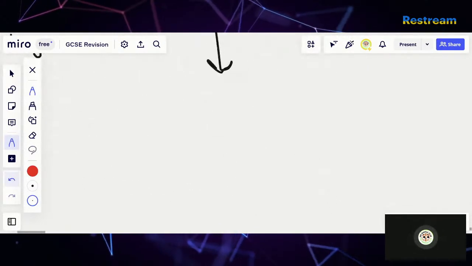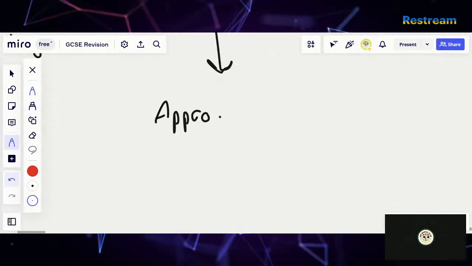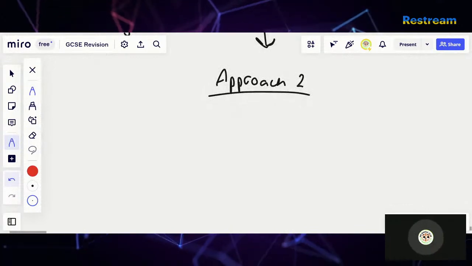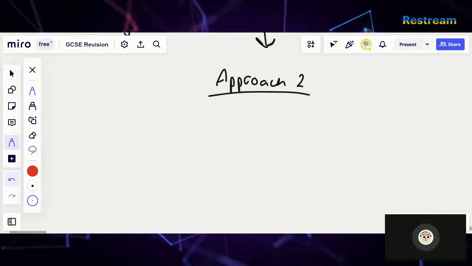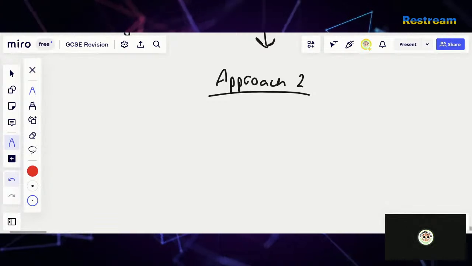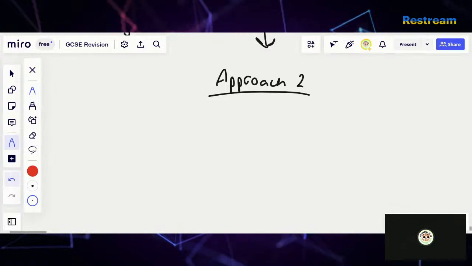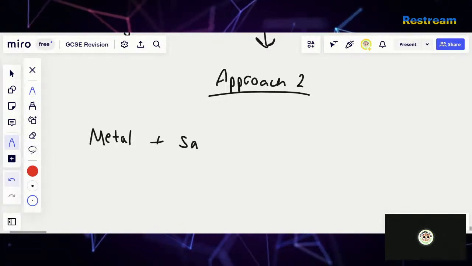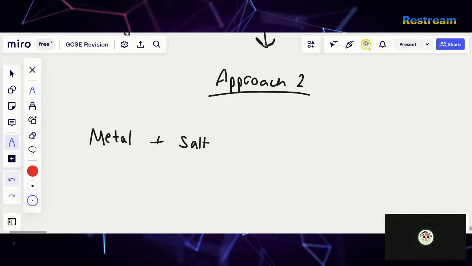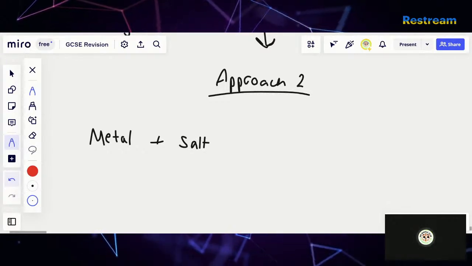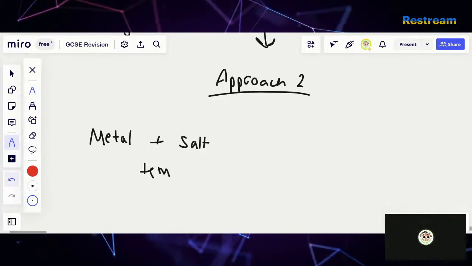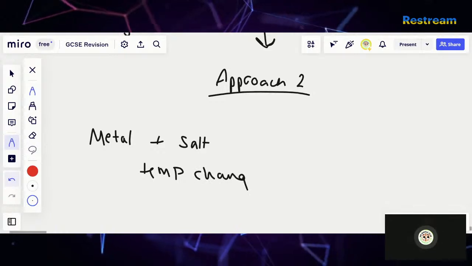Let's talk about approach 2. What you could have done is add the metal to a salt solution of the other metals, or heat the metal with oxides of the other metal. So you do metal plus salt of the other metal, and then you can measure the temperature change again. So temperature change would be a viable method for both of these.